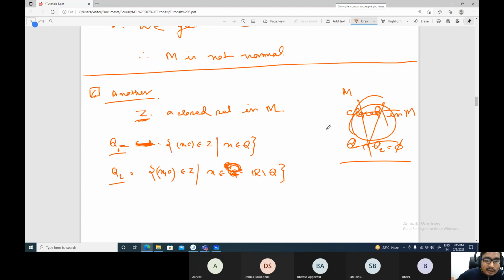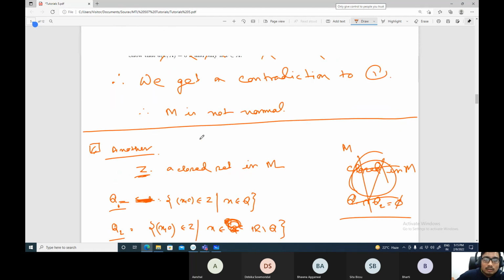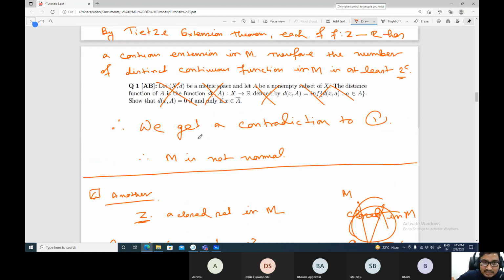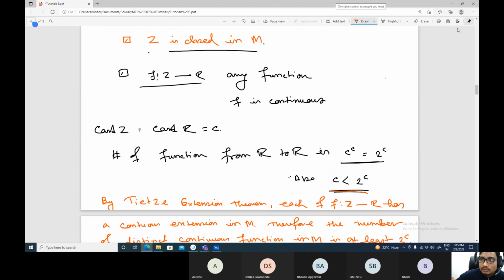So that's all for the day, and please try, if you can, using just the simple definition of a non-normal space instead of using the Tietze extension theorem. Okay, fine. That's all.